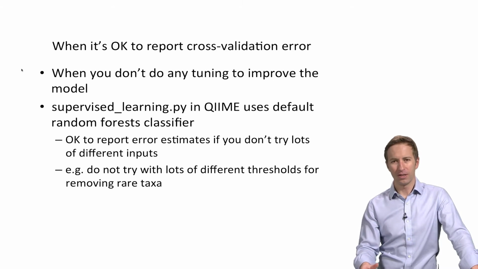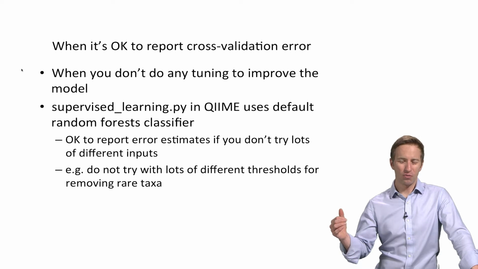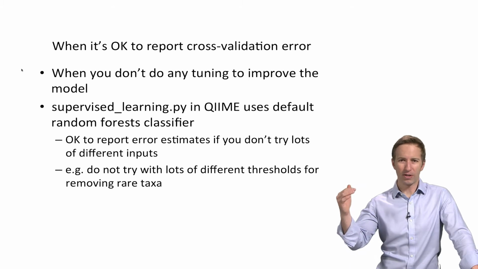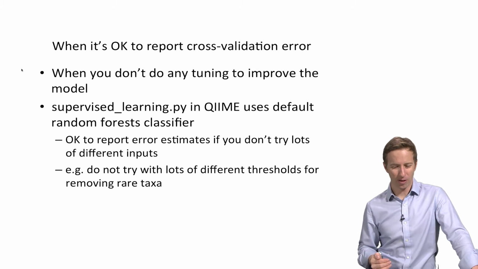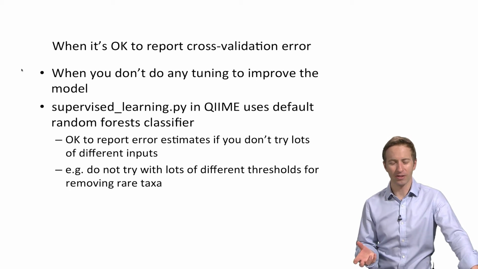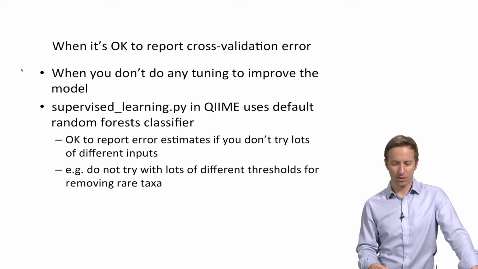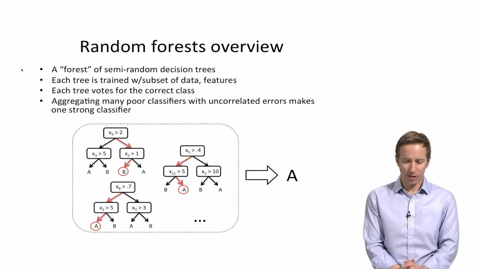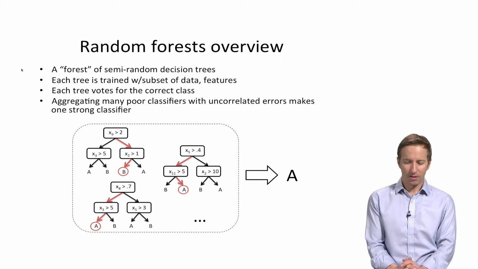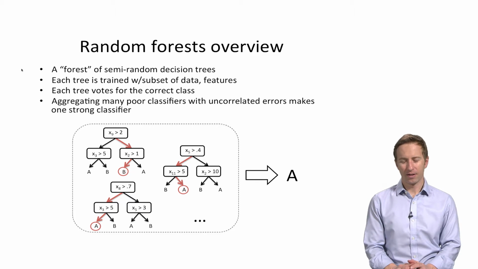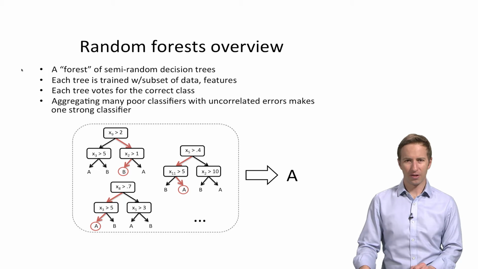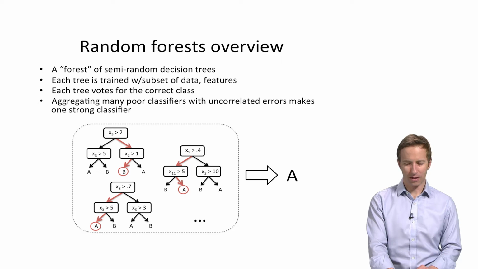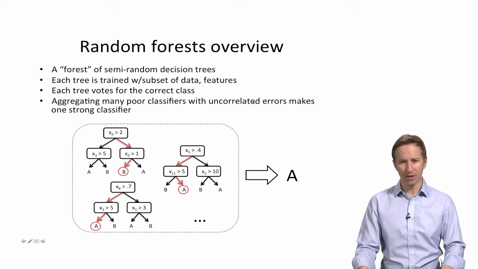But what you don't want to do is, say, try rerunning your data with a whole bunch of different processing parameters, like different thresholds for removing rare taxa, and picking the lowest cross-validation error. So I'm going to give you a brief overview of the random forests classifier. I evaluated this a few years ago and compared it to a number of different methods and found that it was pretty consistently the best performer, or at least tied for best across different tasks. And that's more or less held up over the years.